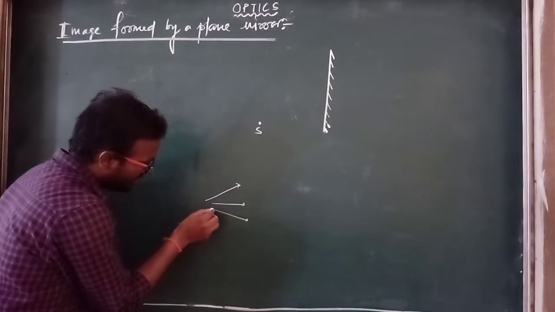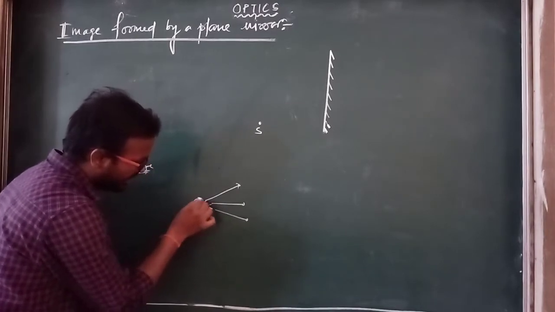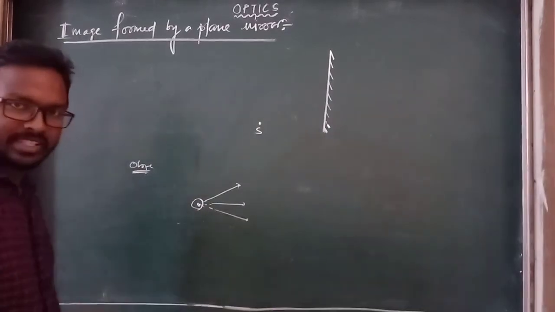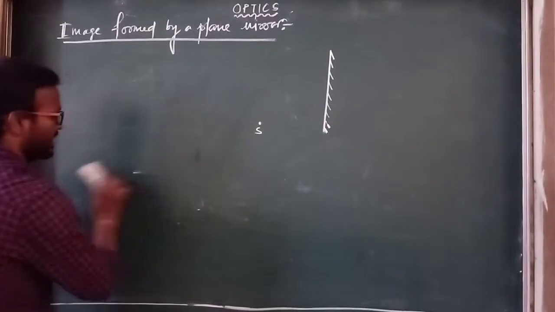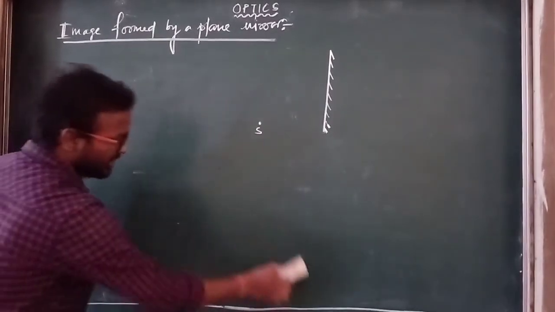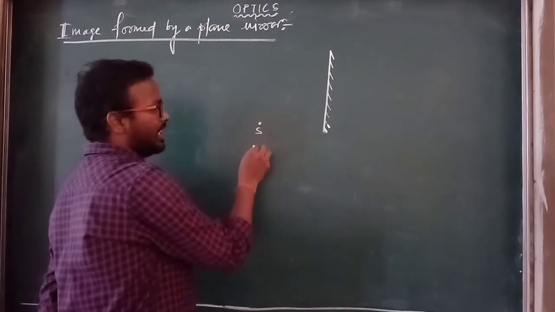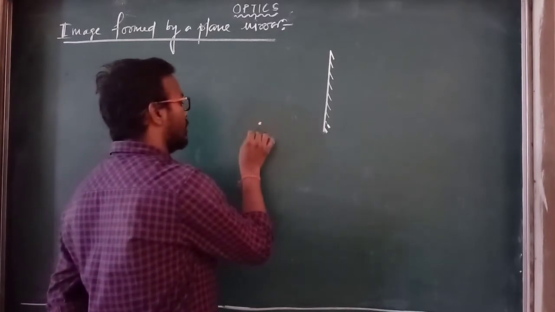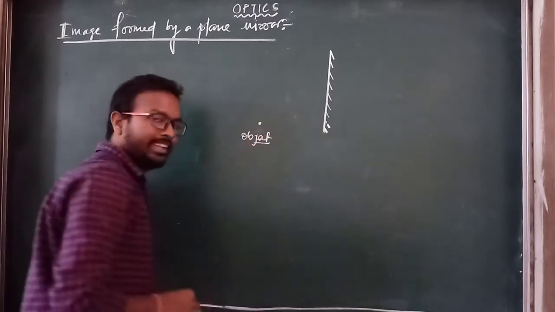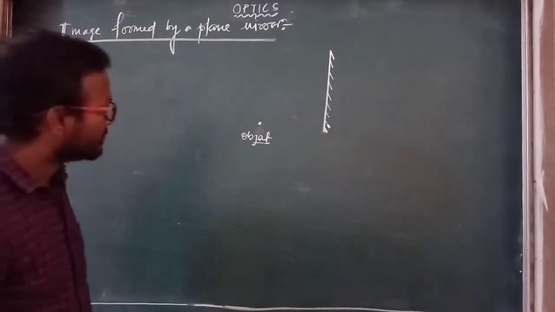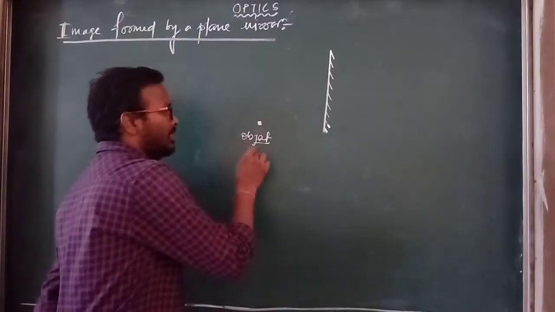Then if we produce this direction, all the rays meet at a point. This point is known as the object. Clear? And here it is a real object. So if we consider a source here, that means we consider the light which starts from this point, and this point we can take as the object. So here there is an object. Clear? Okay.